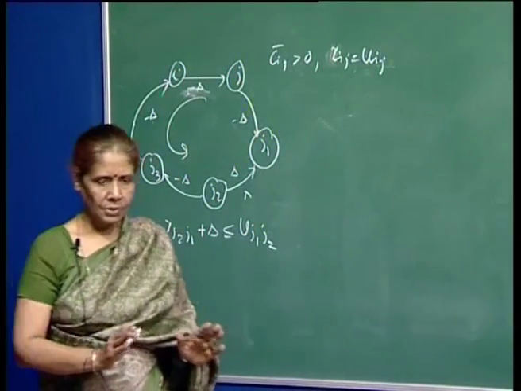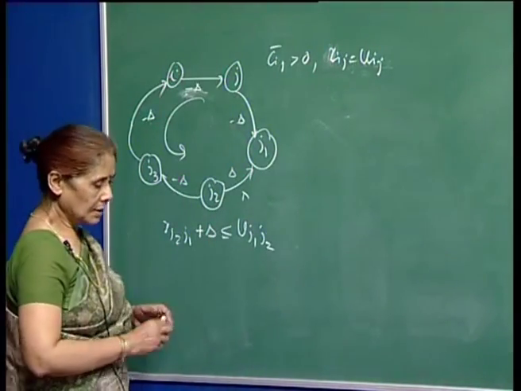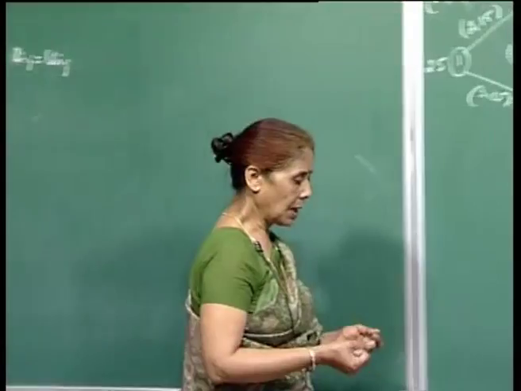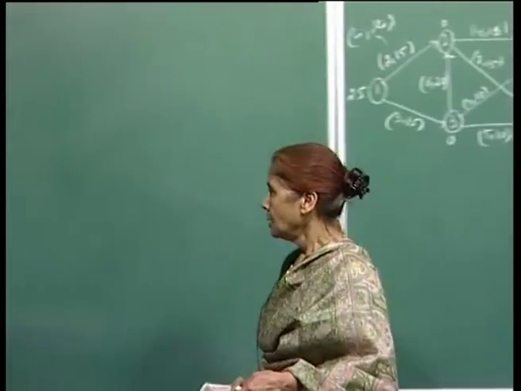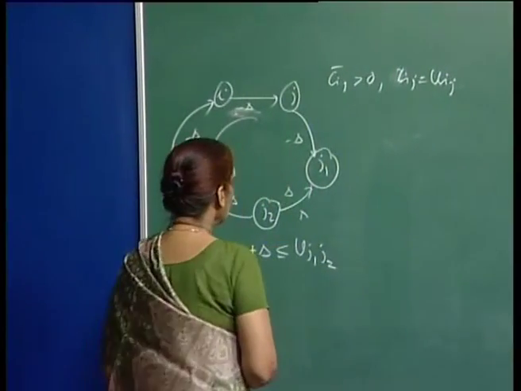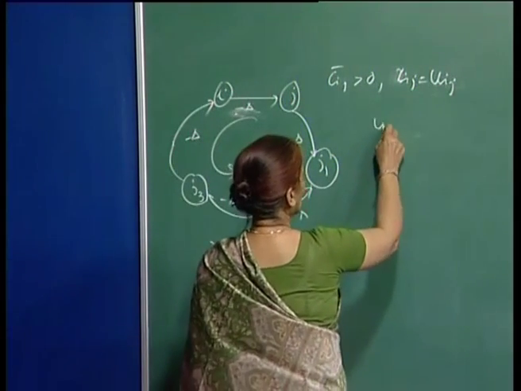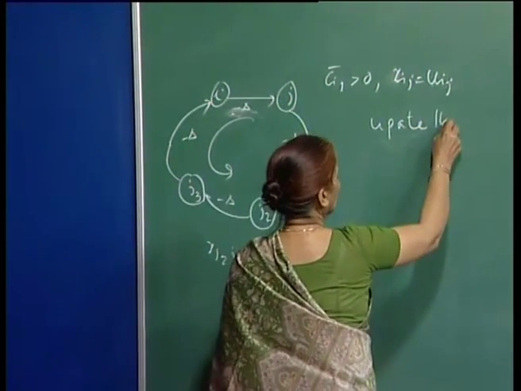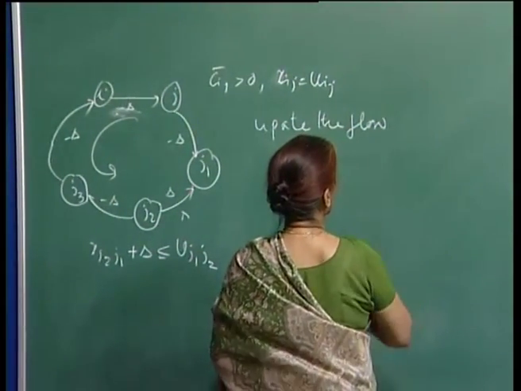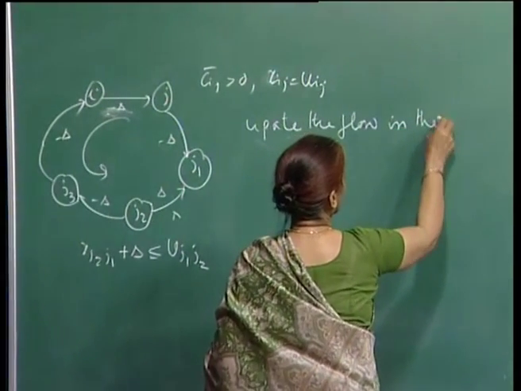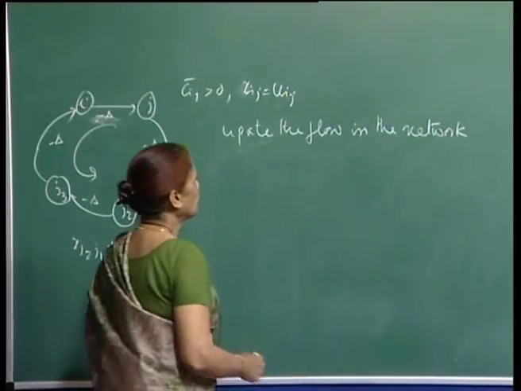Since the theta loop part was very well done with you, you understand that this is the thing. Depending on what kind of arc we are entering into the basis, we will compute these things and decide. Now once you have decided the value of delta, you update the flow in the network, right. So this is the next step, update the flow in the network.